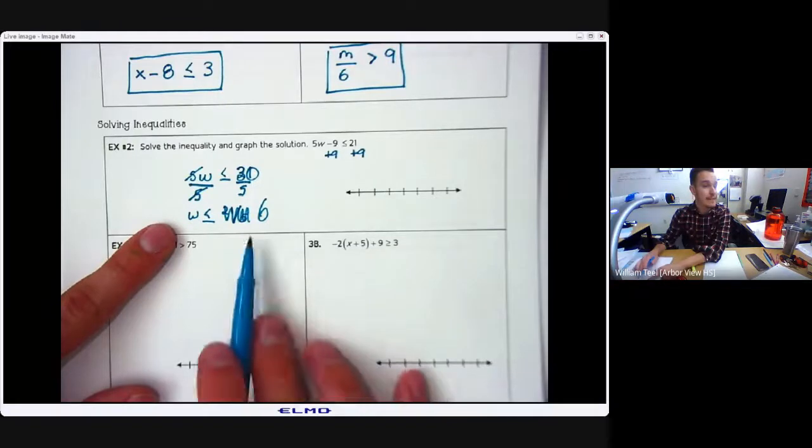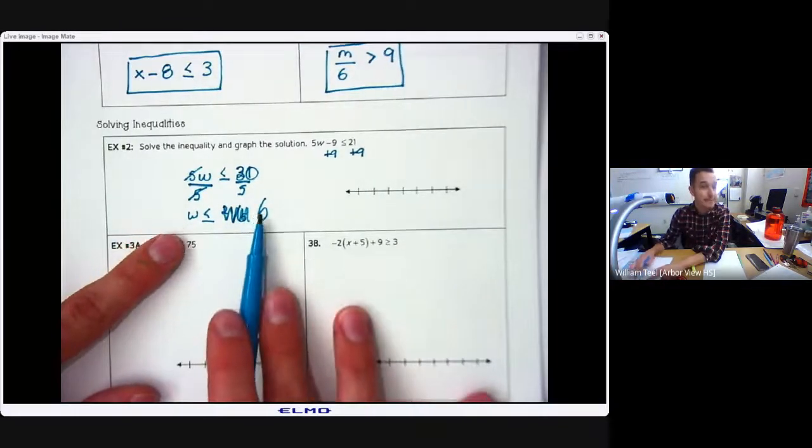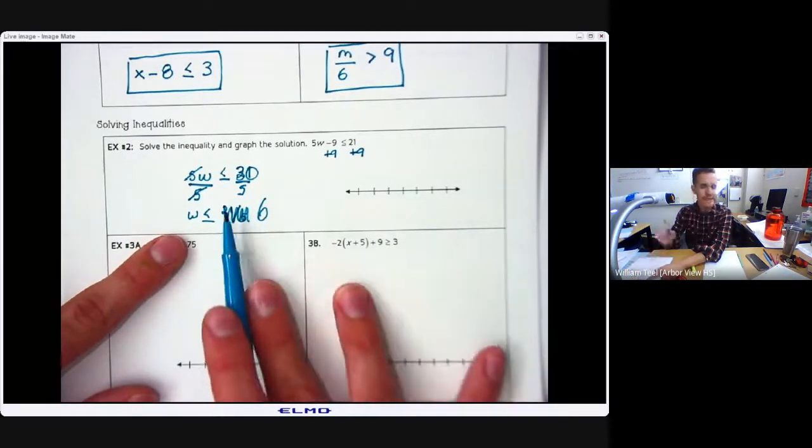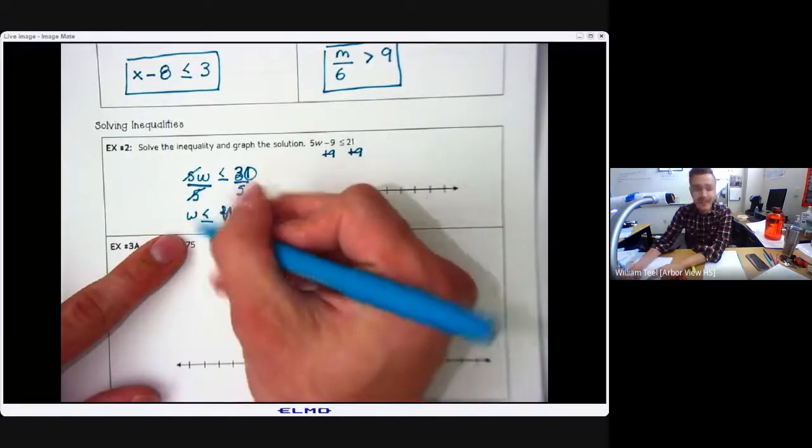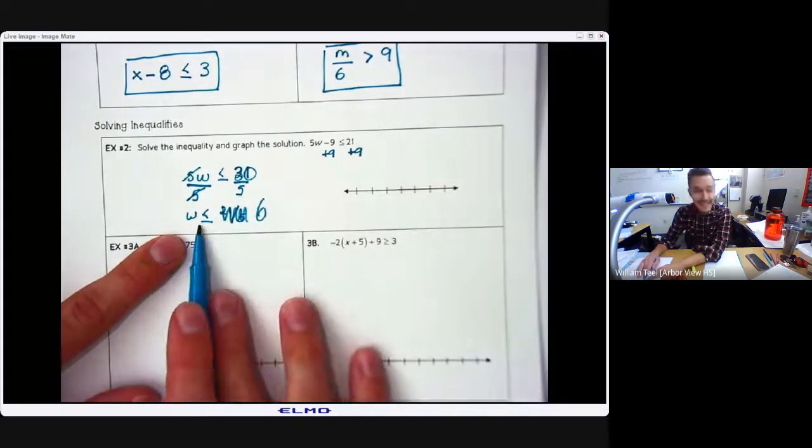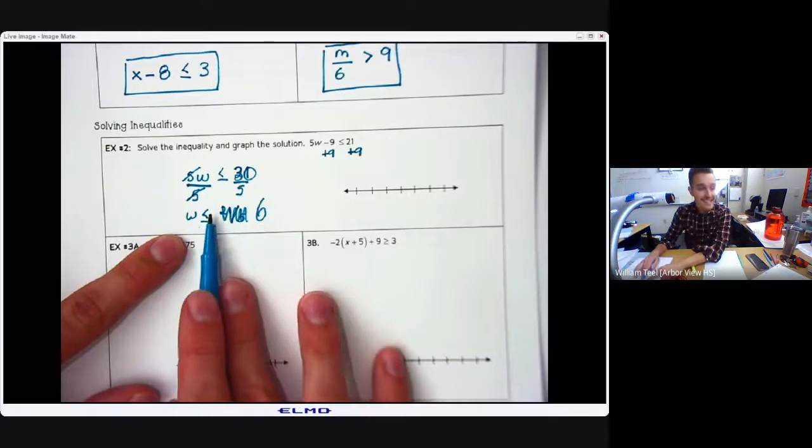So we're going to go ahead and graph this solution, okay? In order to graph this, the first thing I want you to look at is whether you have less than or equal to or just less than.